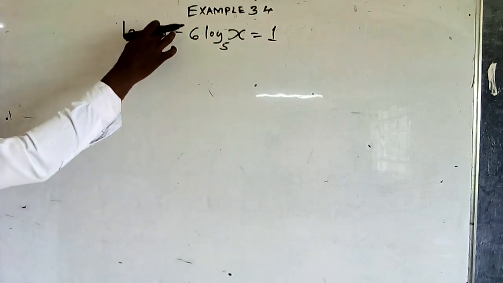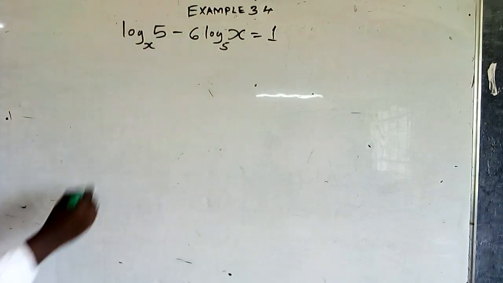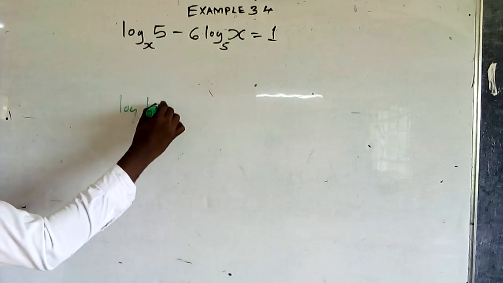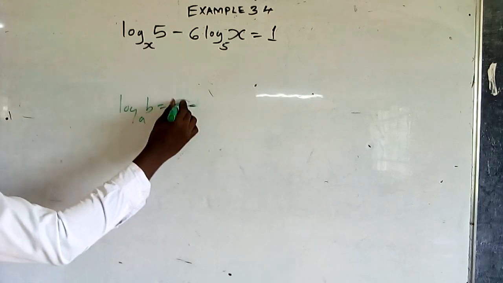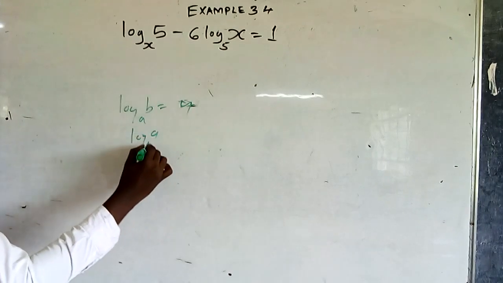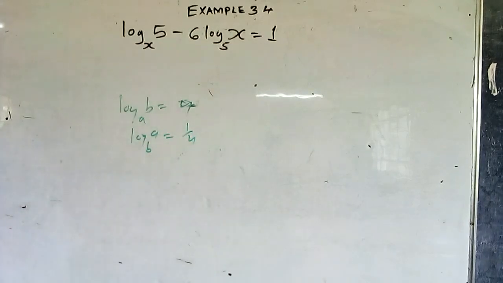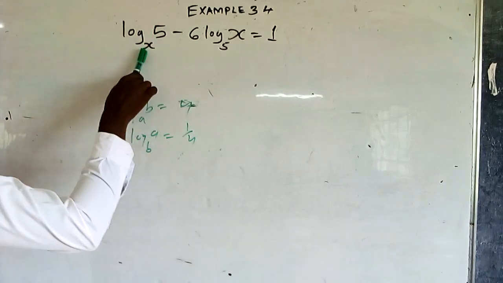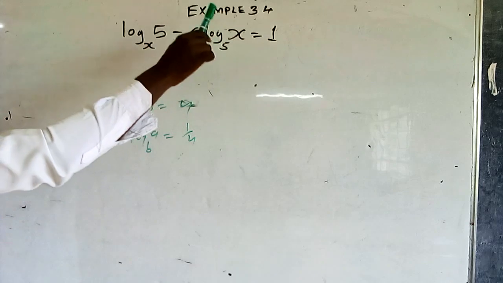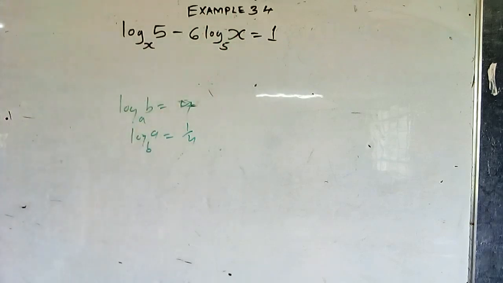If log b to base a is y, then it means log a to base b is 1 over y, the reciprocal. So this is log 5 to base x, then this other one is log x to base 5, meaning one is the reciprocal of the other.